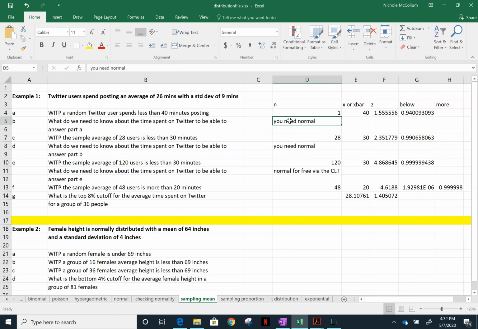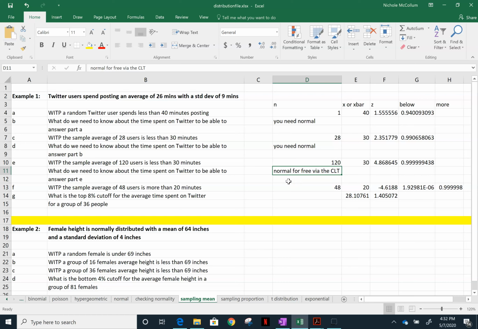You better know about the distribution of 1 user. You better know about the distribution of samples of 28. That's very important here. This is about distribution of samples of 28. If you get to 120 users, we get a cool fact. That is, we get a fact for free.